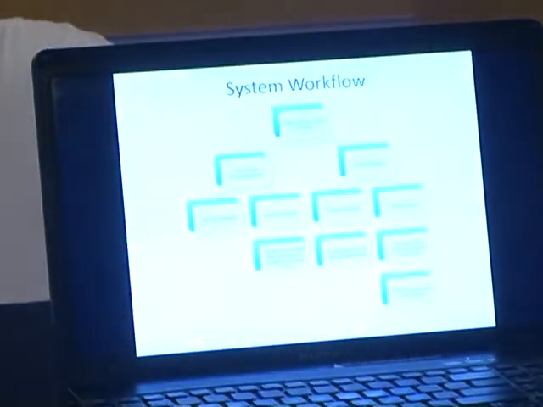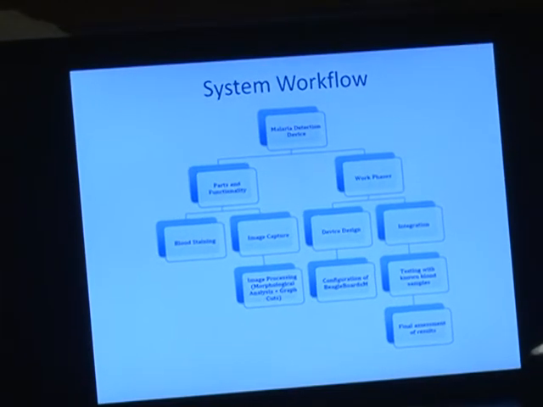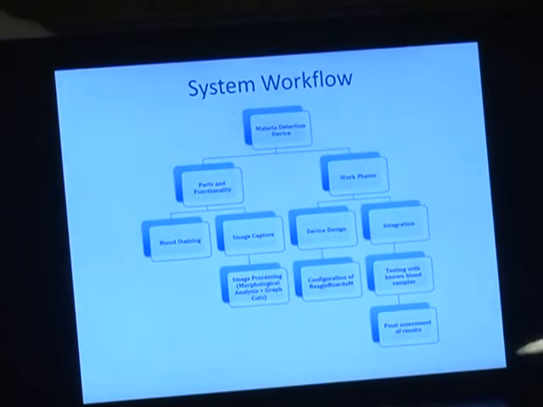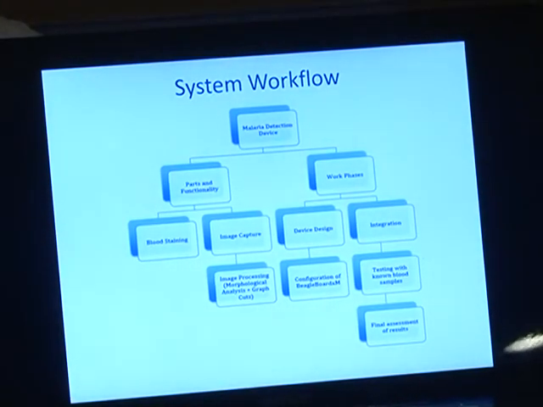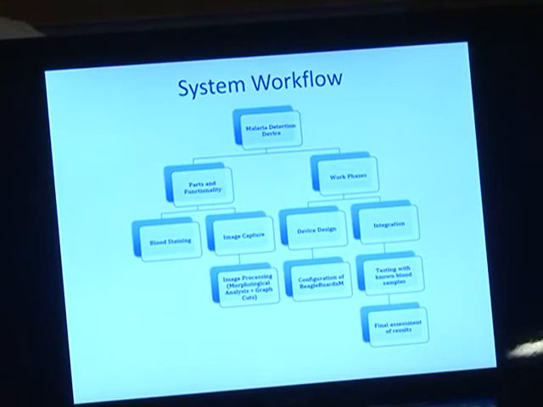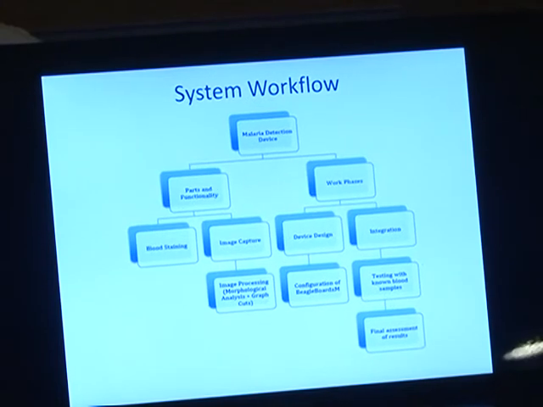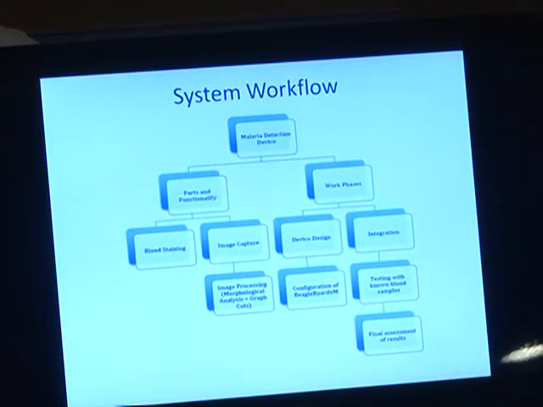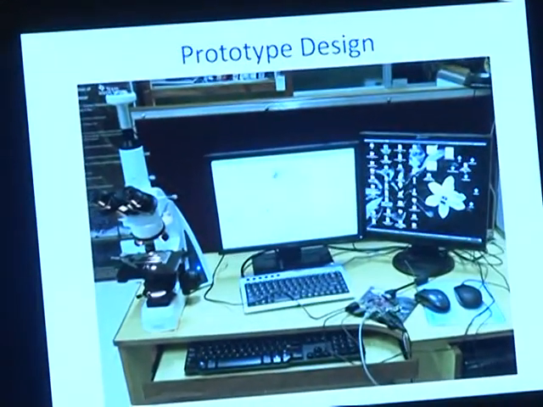If you see the system workflow, it is divided into parts and functionality. In the first phase, it is the blood staining and capture of the image. In the work phase, first we design the device on an embedded platform, which can be a VESA e-box or a Beagle board. Another part is the testing phase, where we have iterated the data with standard data sets to find a perfect match and more robust results. So, this is a prototype design of the system.